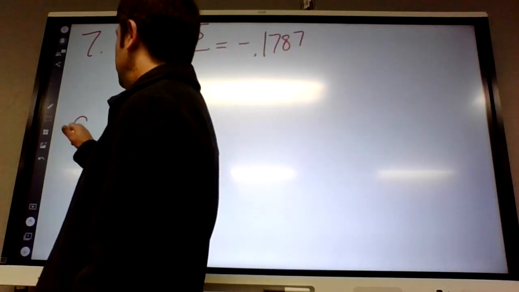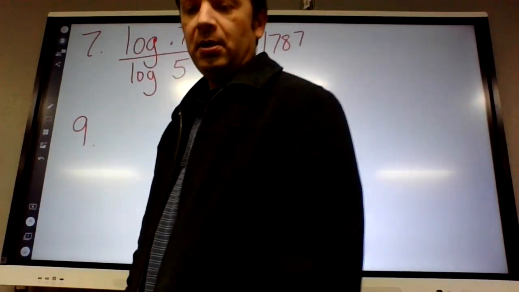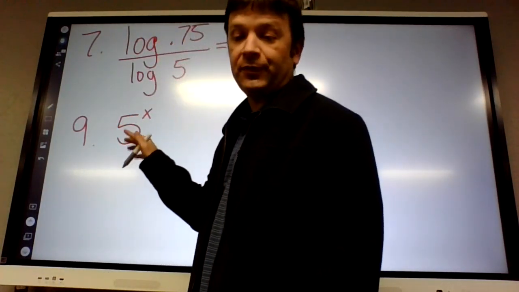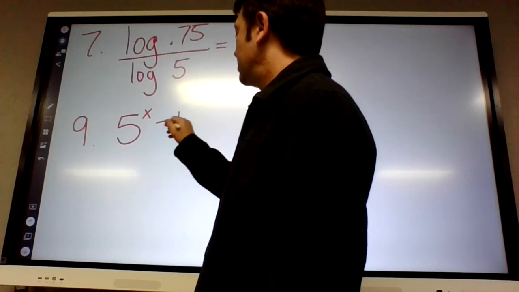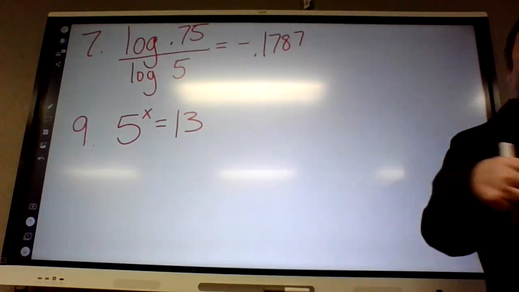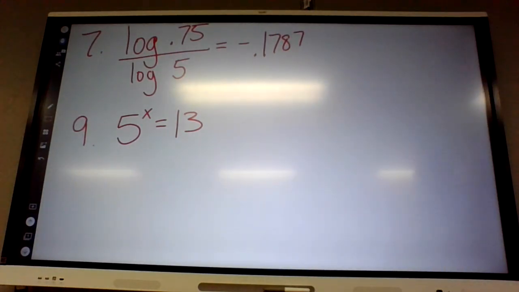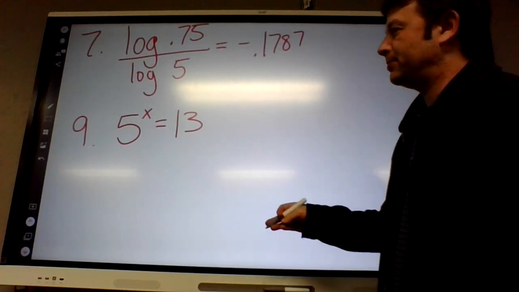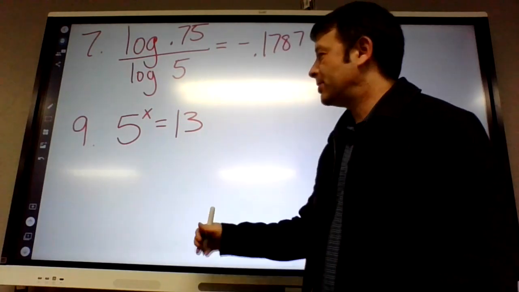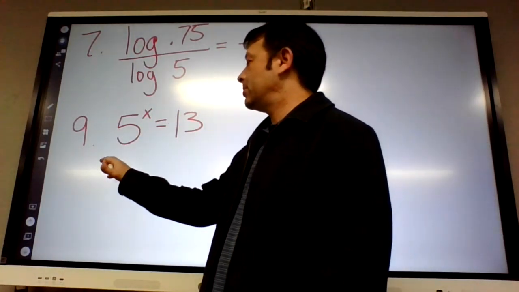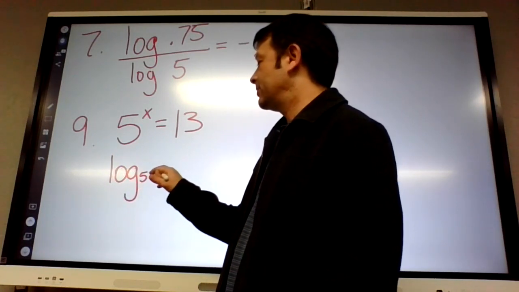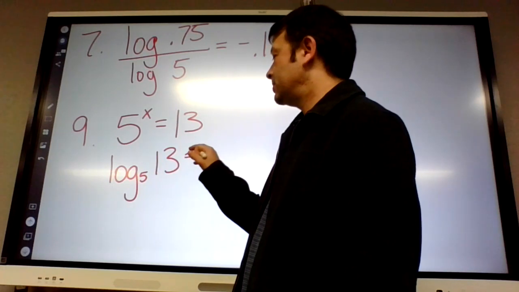Alright, number 9. So the rule for today is if they give us a problem in exponential form, like number 9, we're going to have to change it to log form to solve it. If they give us a problem in logarithm form, we're going to have to change it to exponential form to solve it. So it kind of just flips the thing. So how do I rewrite this as a log problem? Log base 5 of 13 equals x.